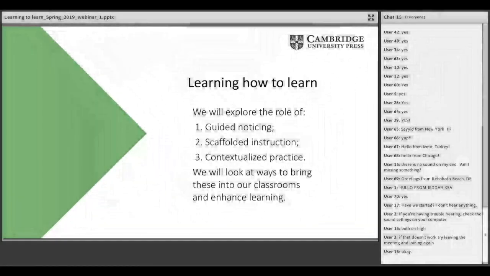These three. One is guided noticing. Then we're going to look at some scaffolded instruction. And then we will look at contextualized practice. And with each of these three, we'll talk about what they are and then how we can implement them in our classrooms.